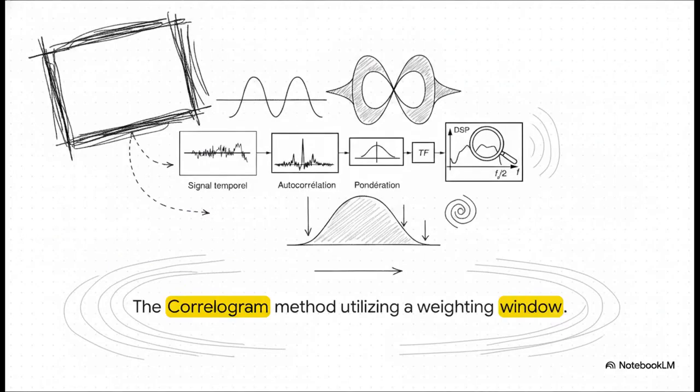Building on that, if we just arbitrarily chop our signal into chunks using a standard rectangular window, the math creates these disruptive side lobes in our frequency analysis, specifically due to the sinc function. To overcome this in the Correlogram method, we multiply the time signal by a weighting window, like a Hamming or Hanning formula. These windows gently taper the edges of the signal down to 0, smoothing out the data before we calculate the autocorrelation and apply the Fourier transform. It's a mathematically elegant way to clean up our real-world signal.